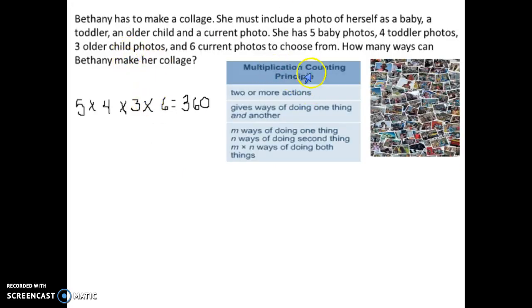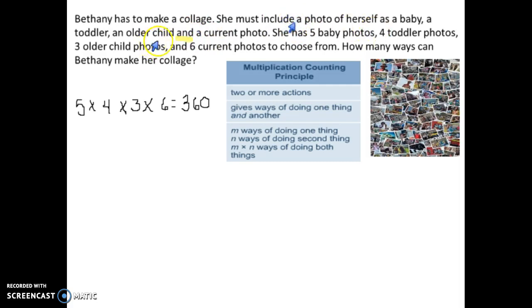Number 3 is going to deal with the multiplication counting principle. That principle is where you have ways of doing one thing and another. We're going to do more than one activity. This particular one says Bethany wants to make a collage. She's going to include a photo of herself as a baby, a photo as a toddler, an older child, and a current photo. So all of these photos are going to be in there.